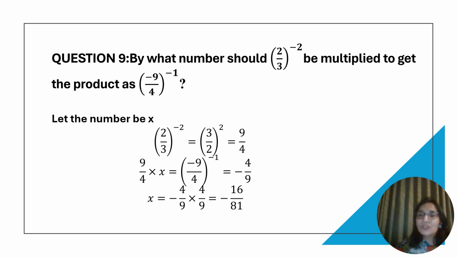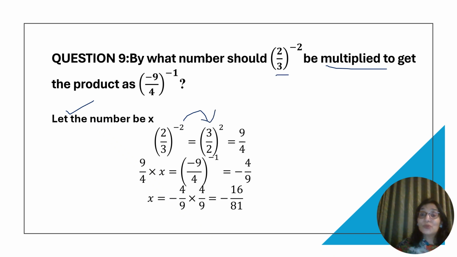By what number should 2 upon 3 to the power minus 2 be multiplied to get minus 9 upon 4 to the power minus 1? Again, the same thing. Let the number be x. So you can assume the number as x. Write the question, again negative to positive. Hope you understand. We need to reciprocate. You get 9 upon 4.